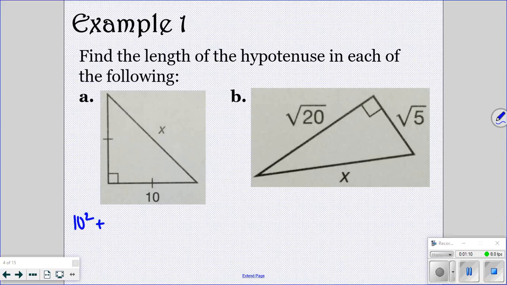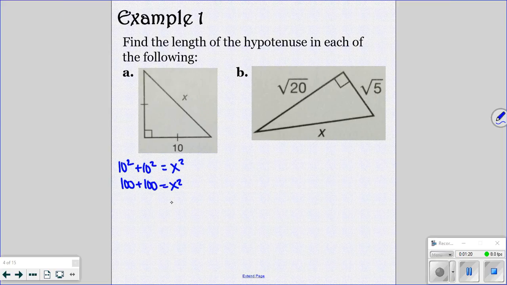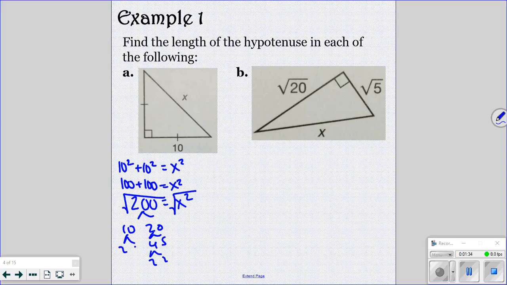So 10 squared plus 10 squared equals x squared. So 10 squared is 100, plus 100 equals x squared. So that means that we have 200 equals x squared. And then you take the square root. And this is 10 and 20, which is 4 and 5, and 2 and 2. And then 10 is 2 and 5.